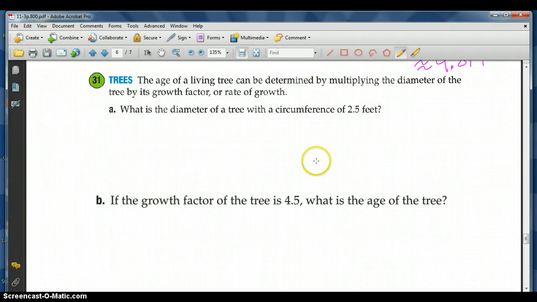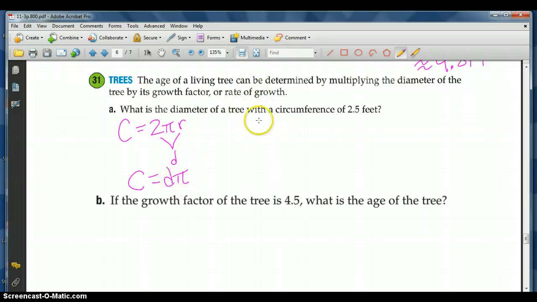Number 31, the age of a living tree can be determined by multiplying the diameter of the tree by its growth factor, or rate of growth. Part A, what is the diameter of a tree with a circumference of 2.5 feet? So circumference is equal to 2 times pi times the radius, where 2 times the radius is the diameter, so we can express this as diameter times pi. So if my circumference is 2.5, I substitute that in for C, and I solve for D by dividing both sides by pi.